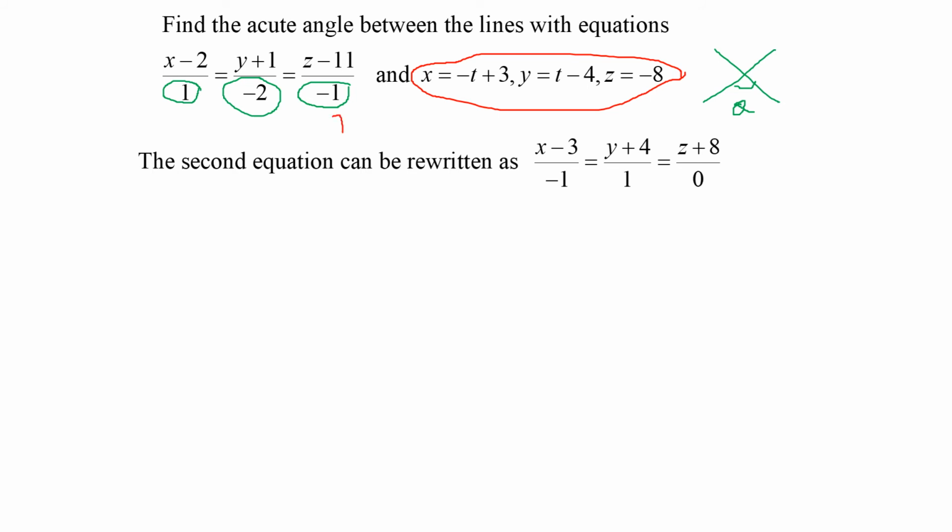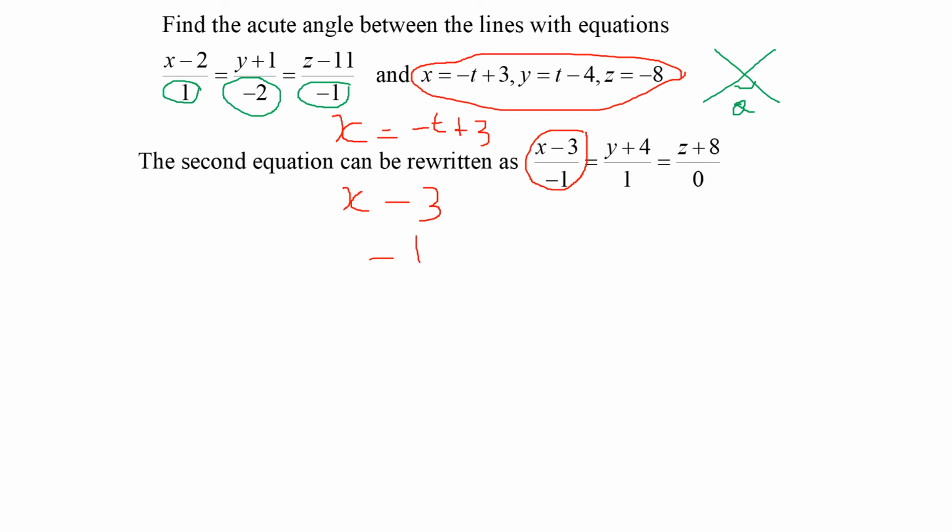So what you do here is x equals negative t plus 3. You can convert it simply by making t the subject of the equation. So it will be x minus 3 over negative 1. Right, that's how you got this symmetric form. And you convert the y and z respectively by making t the subject of the equation. So that's your first step.